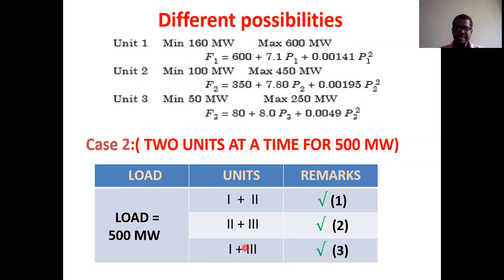Now the last one is the combination of the first and the third. The first is 600 and the last one is 250. Combined, we can generate a maximum power equal to 850 megawatts.